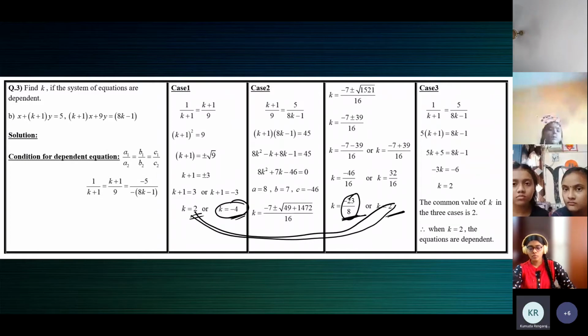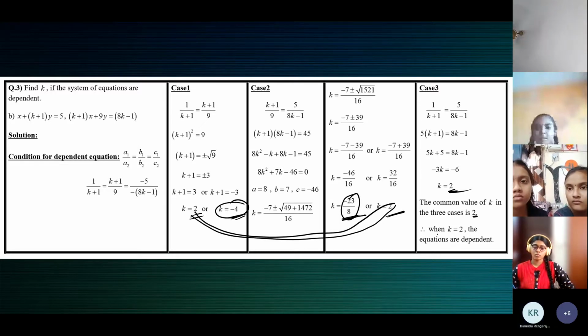When you work the third one, there also you're getting k is equal to 2. So that still confirms. But any 2 cases will do. Again, I'm saying that you don't have to work all the 3 cases. Work any 2, that's enough. But you see here, when you work the third case also, you get that common solution 2. So the common value of k in the 3 cases is 2. Therefore, when k is equal to 2, the equations are dependent. Now see how it is solved.